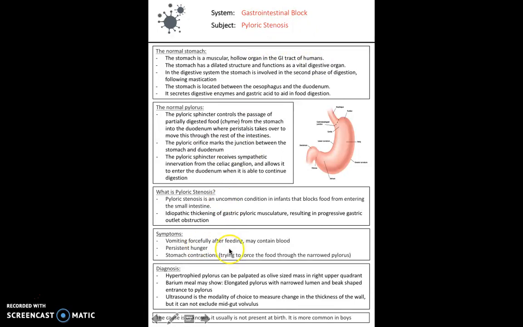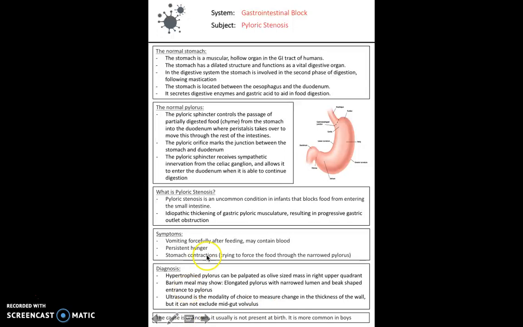Consequently, it can cause vomiting forcefully after feeding, which may contain blood. You may notice persistent hunger and stomach contractions because of that consistent vomiting after feeding, because that food can't get through to the duodenum. It can't be digested, there's a lack of energy, and so you're creating this persistent hunger because the food's not getting through.